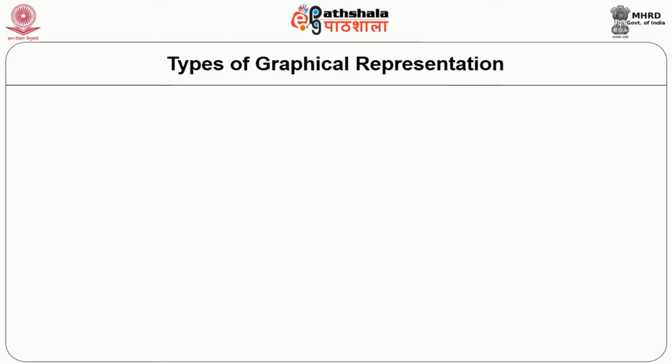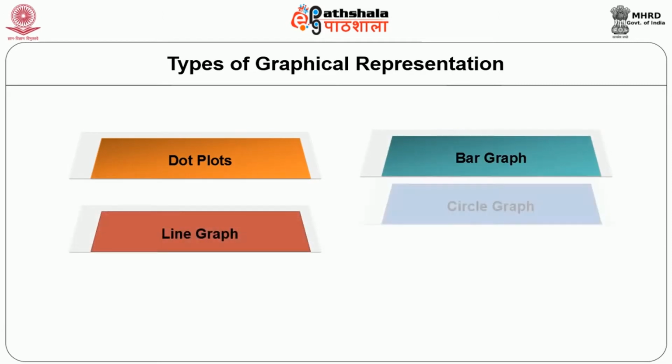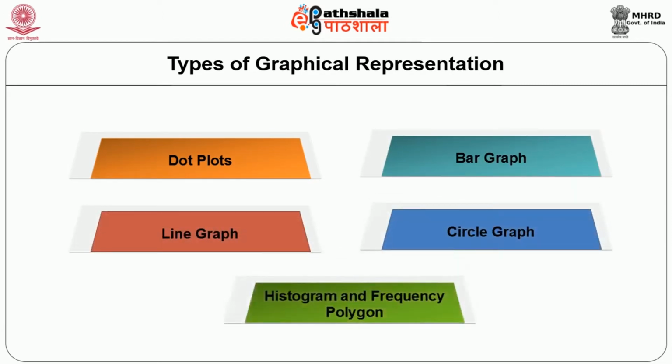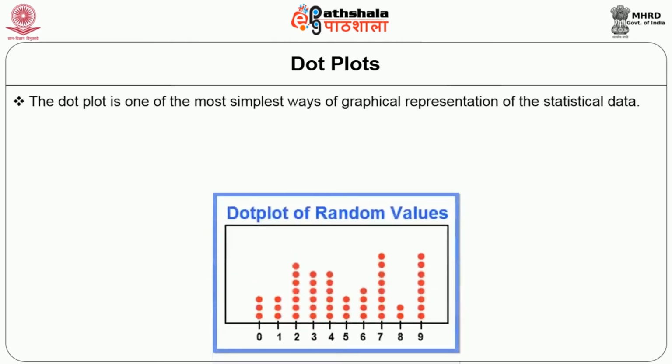The various types of graphical representation of the data can be divided into 5 types, which includes dot plots, bar graph, line graph, circle graph, histogram and frequency polygon. Now let us see them in detail. Dot plots. The dot plot is one of the simplest ways of graphical representation of the statistical data. As the name itself suggests, a dot plot uses the dots.